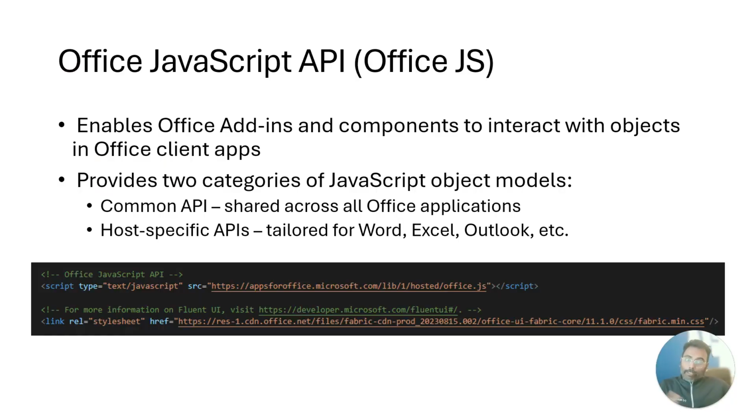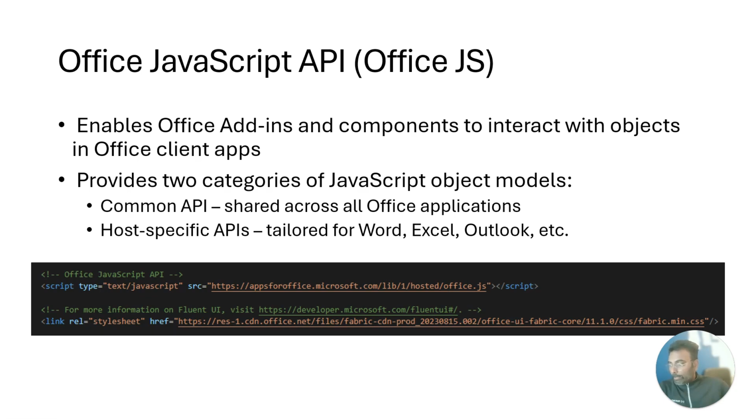So that being said, we are going to write the code, and we briefly touched upon this in the last tutorial, but I wanted to touch on this again because this is when we are going to write some code. There are two APIs that are very important. One is the common APIs, which are common for all the Office applications, and then there is a host specific API, tailored for Word, Excel, Outlook, etc.